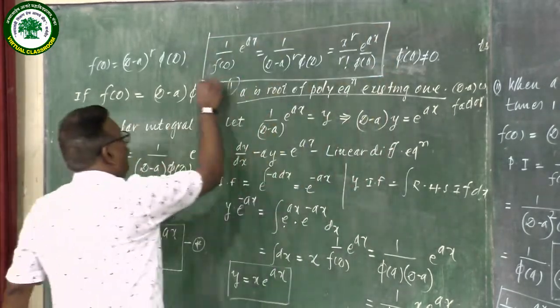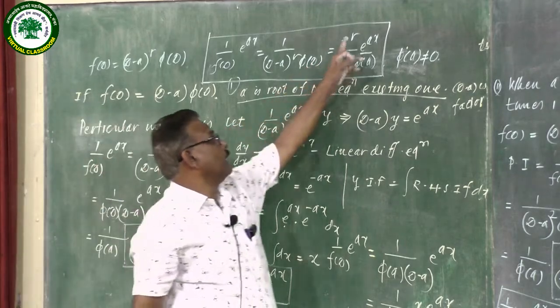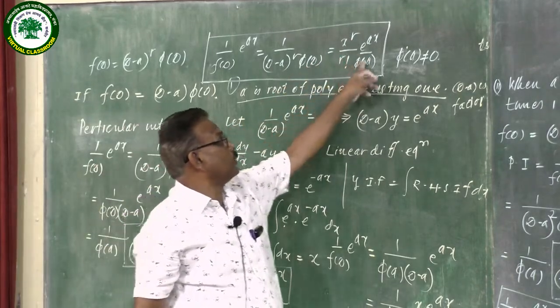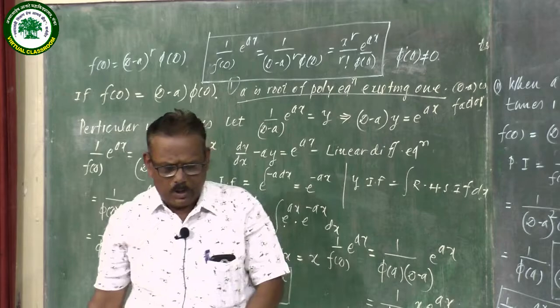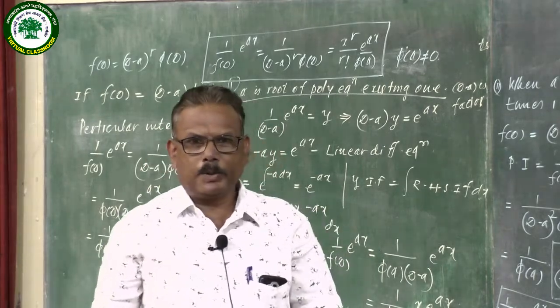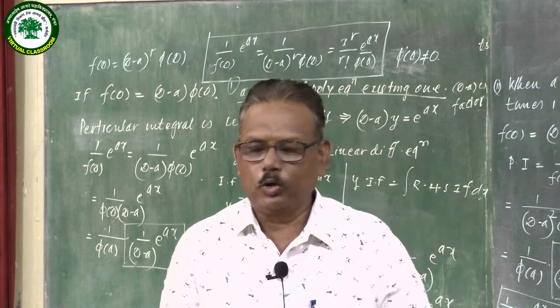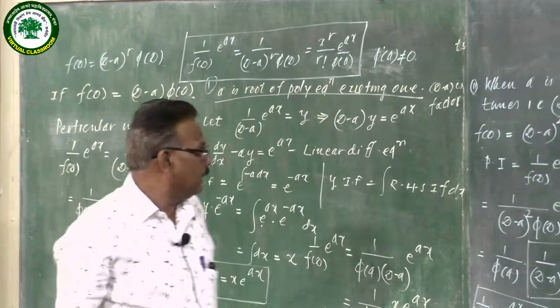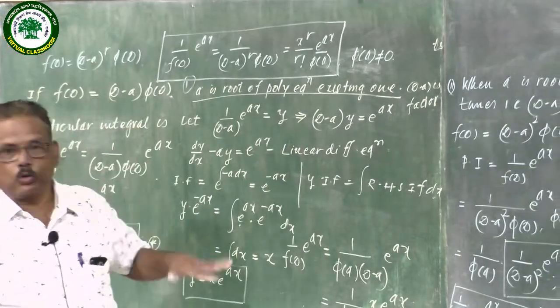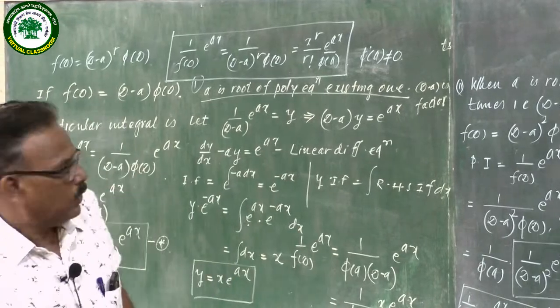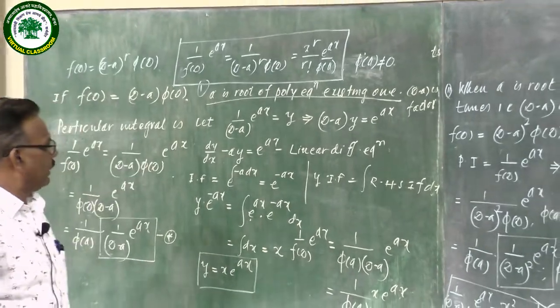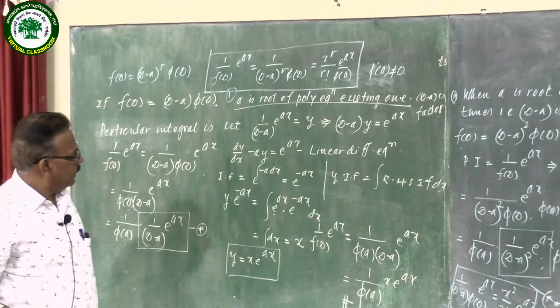If it is repeated n times, x raised to n divided by n factorial e raised to x into phi of a, but it is not possible because the polynomial is of nth degree and the factor is not repeated n times. It will be repeated at least 1 time, 2 times or r times. We are taking a simple example of this theory.